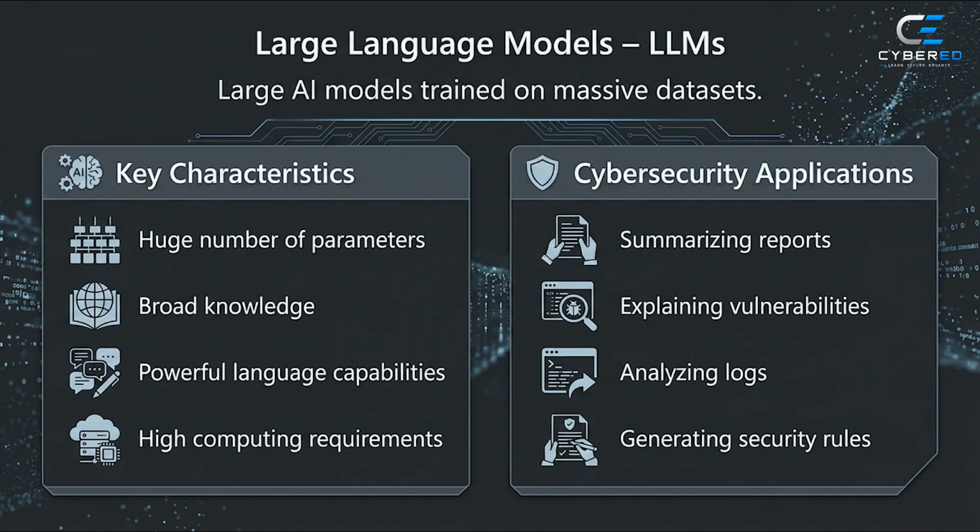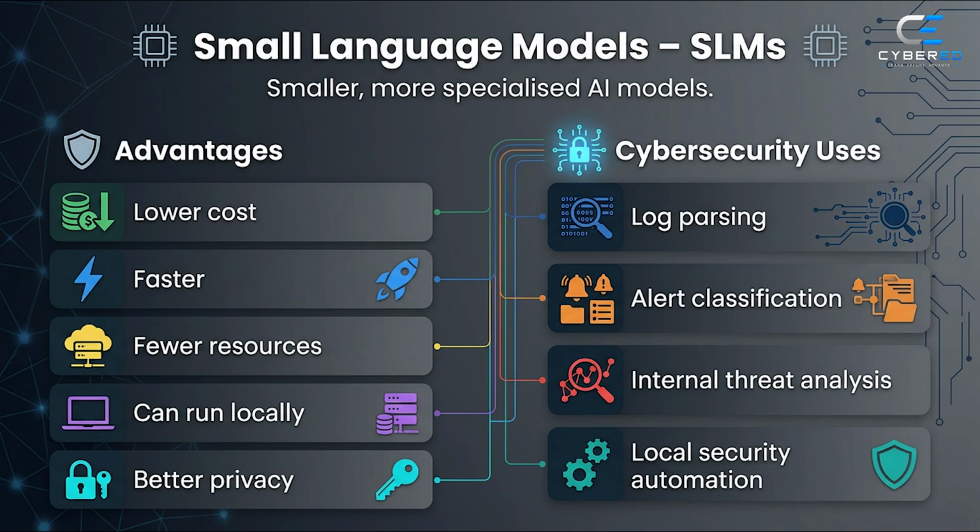Large language models, or LLMs, are trained using enormous datasets and contain large numbers of parameters. Parameters are internal values that allow the model to represent patterns learned during training. LLMs are extremely flexible. In cybersecurity, they can summarize threat intelligence, explain vulnerabilities, analyze security information, and help generate detection rules. Small language models are designed to be lighter and more specialized than large language models. They have fewer parameters and require fewer computing resources.